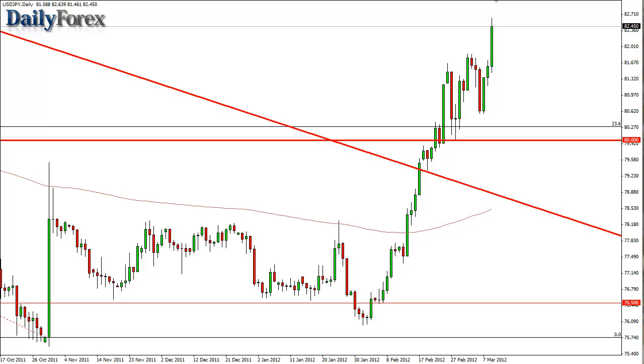This is Christopher Lewis from the DailyForex.com trading desk, taking a look at the upcoming March 12th Forex session in the dollar yen pair.